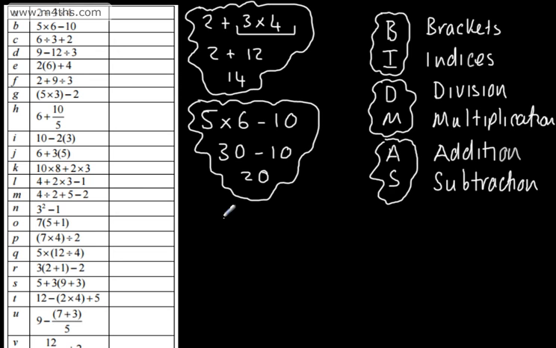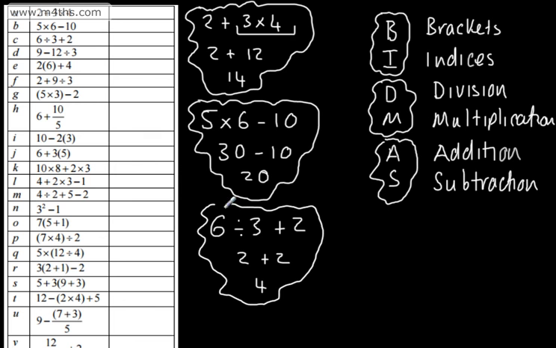If we look at the next one, we got 6 divided by 3 plus 2. We've got division and addition. We do division first. 6 divided by 3 is going to be 2. 2 plus 2, that's going to give me 4. So all I'm doing each time is simply rewriting the calculation with the new value in.